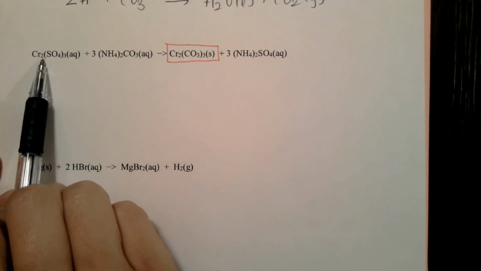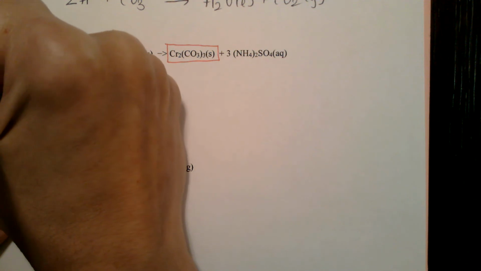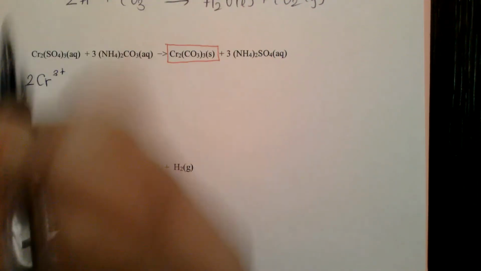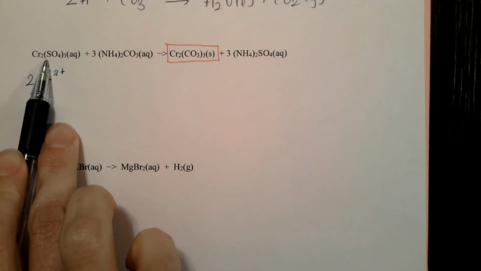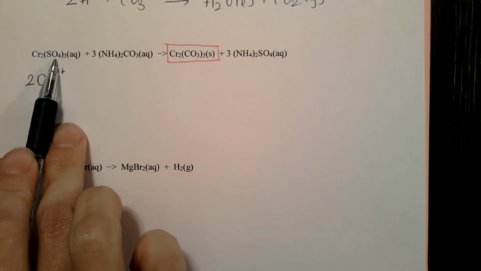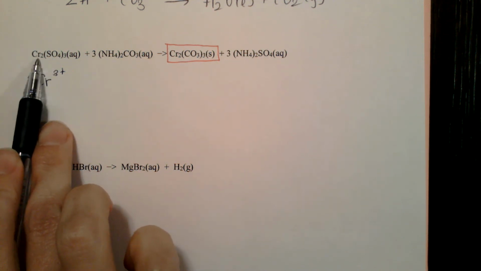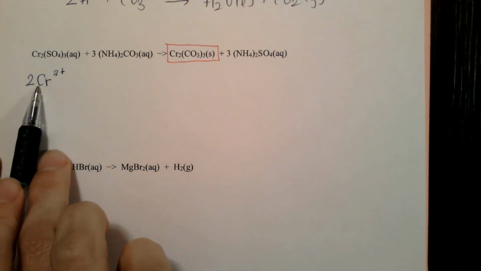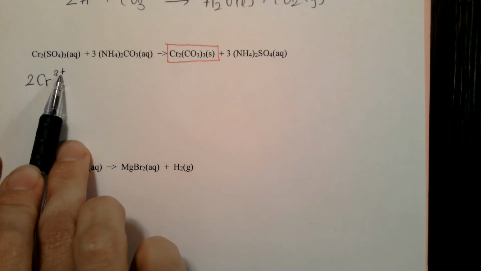Okay, so my subscript 2 here tells me I have 2 Cr3 plus. Okay, so this is if you go through and look at your sulfate that has to have the -2 charge. This has a -2 charge to make this balance. This chromium has to be chromium 3 plus. Okay, so this 3 here tells me I have 3 sulfates.